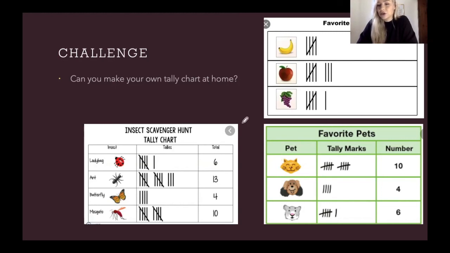This one, you could ask your family about their favourite pets and do a tally chart to see which is the most popular. And this one up here, you can see which is your family's favourite fruit. So there's a few ideas here. I don't mind if you come up with your own idea of a tally chart. I just want you to have a go at practicing making one.